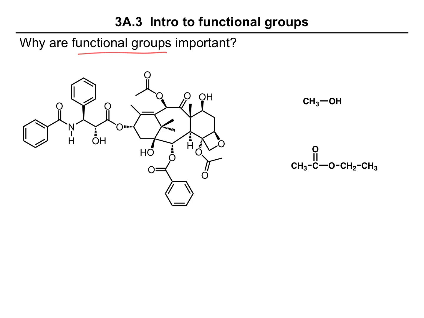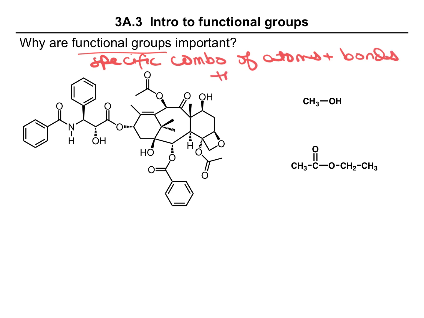Now, a functional group is a specific combination of atoms and bonds that imparts particular properties to a molecule. Whether it is a very simple molecule or a very complex molecule, this OH group here and this OH group here are going to behave the same way.